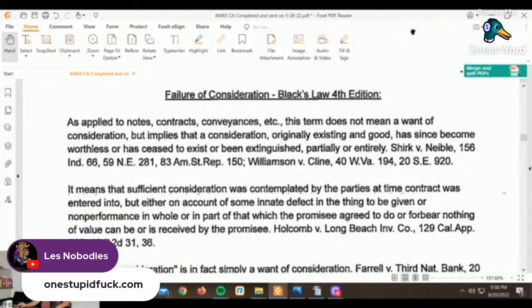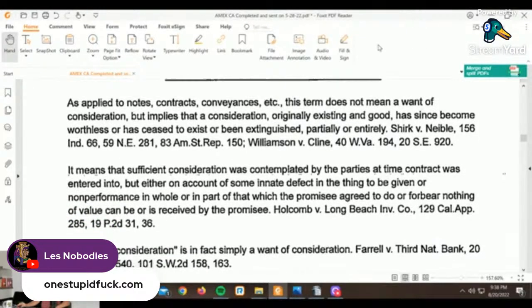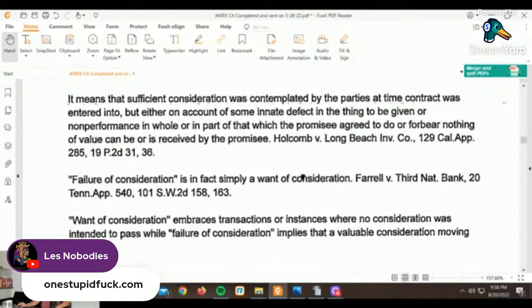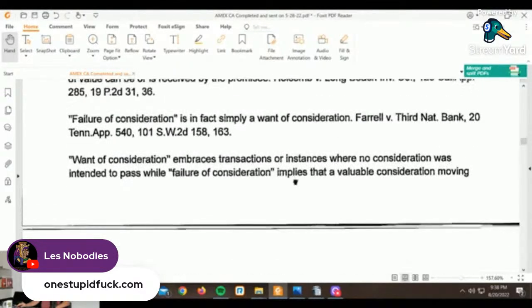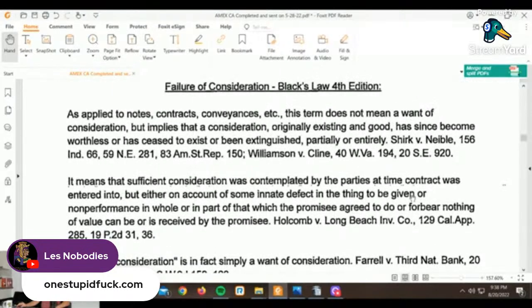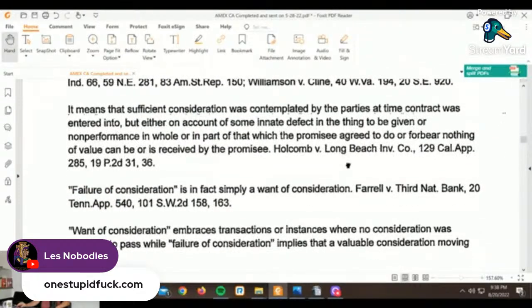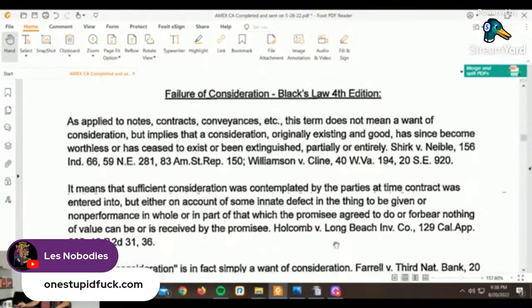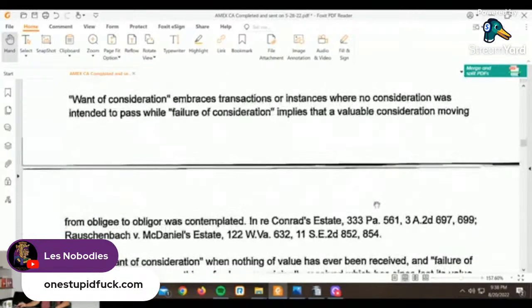So we have the definition of consideration. We have the definition of failure of consideration. Failure of consideration is in fact simply a want of consideration. Now, as per contract law, there has to be equal consideration in order to have a contract. So the whole point of what I'm trying to get at here with these definitions is there was no consideration, thus there is no contract. You think there's a contract, but there's not. And you need to prove to me that there is consideration, which they can't do. Otherwise, the contract dissolves instantaneously. So that's basically what I'm trying to do here with these definitions.